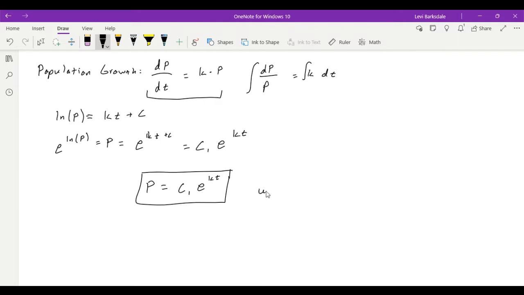So this is often called unbounded population growth. And we actually have a whole different formula for bounded population growth. The differential equation for a bounded population growth is equal to kP times 1 minus P over M.